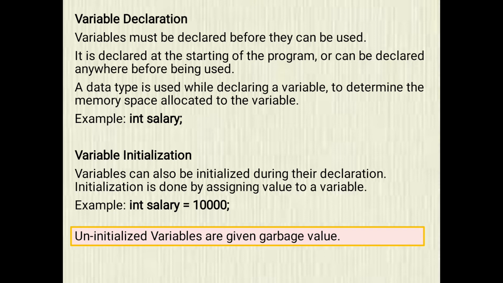So this is a normal declaration. It tells the compiler that the variable is user defined by the name of salary, and it is of integer data type. That means this variable salary will store integer values, that means positive or negative numbers. So the compiler will allocate 2 bytes or 4 bytes of memory for this variable salary.